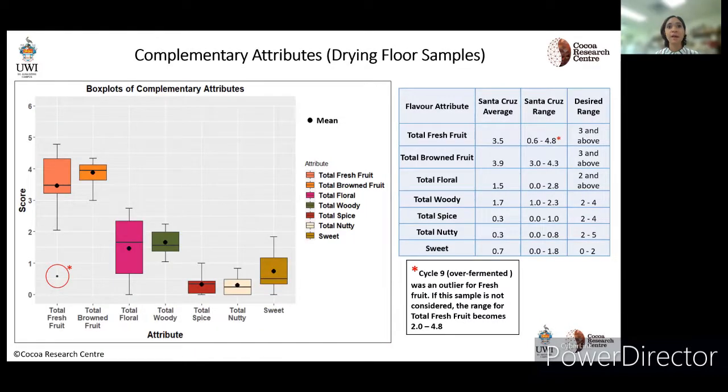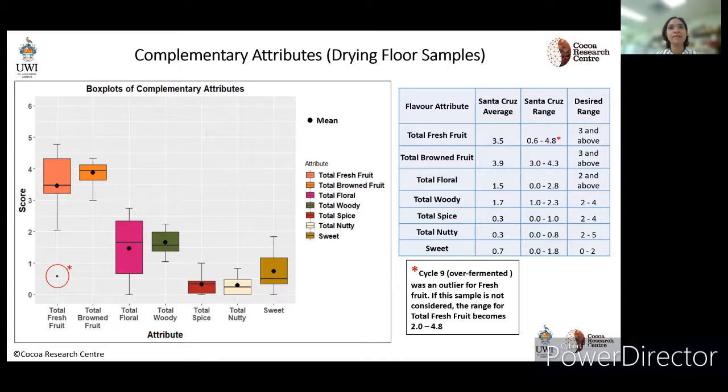Next, I'll just have a quick look at the complementary or the more fine flavor attributes. So straight away from these box plots here, we can see that the peach colored and the pink boxes are the longest compared to the other boxes. So the peach box is fresh fruit and the pink box is floral.